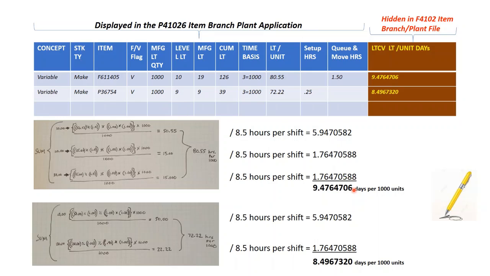Now, remember what the system calculated? It calculated 10. There's no decimal precision on days, so therefore it will always round up. So the lead time roll-up program calculated, using the formula, that it takes 80.55 hours per 1,000, and that equates to 10 days to make that 1,000 lead time level.